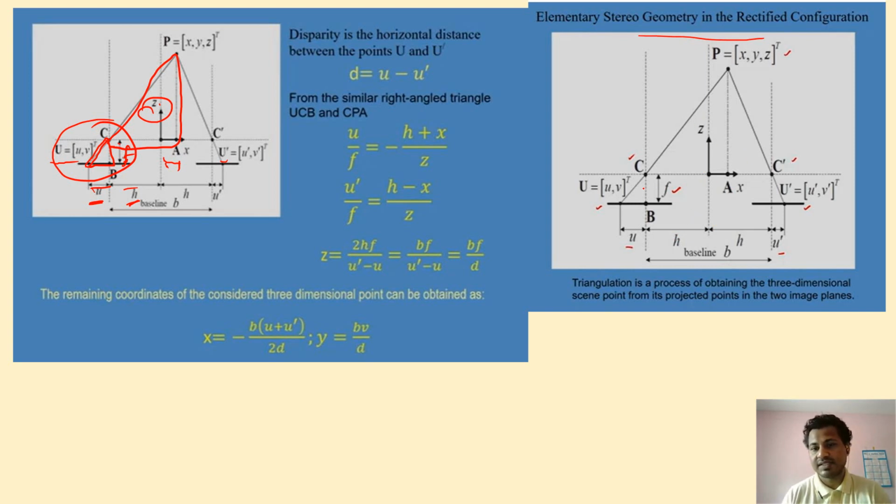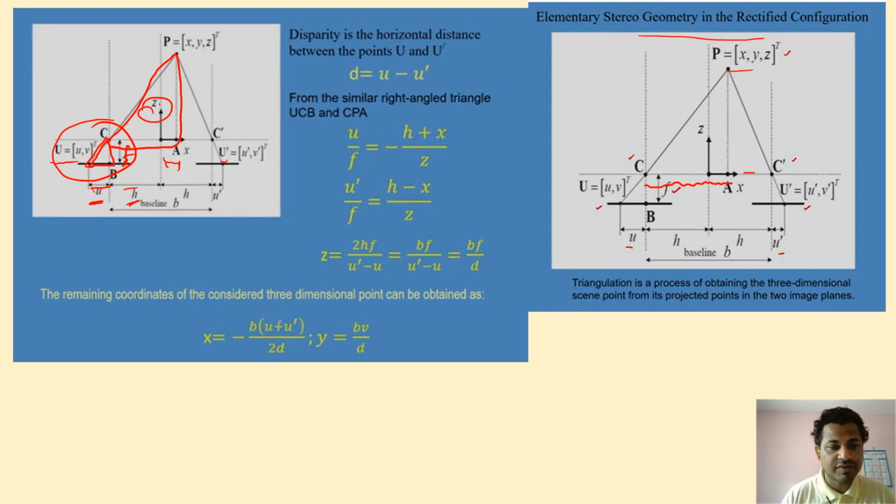H plus X is this distance. So if I do this, H plus X is this distance divided by Z. Z is how much? Z is like this distance, this value. So like this, we can do the triangulation process and get the coordinates: Z is equal to 2HF divided by (U minus U dash), that is BF divided by D.